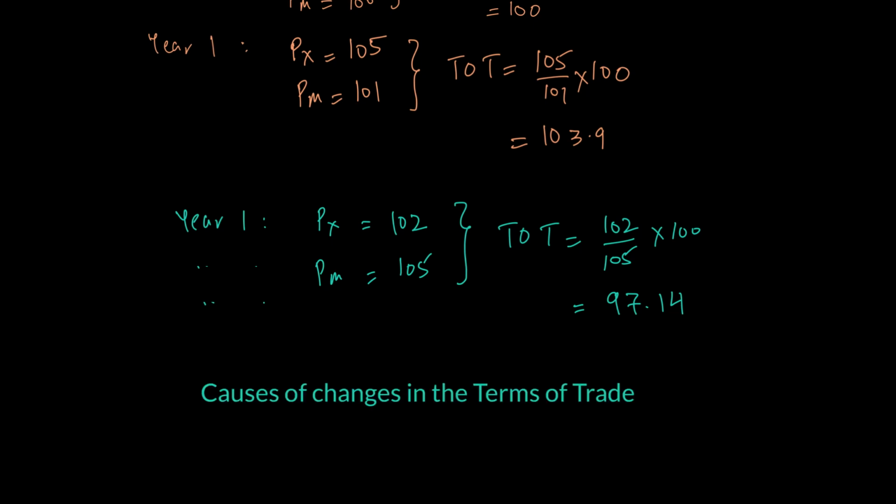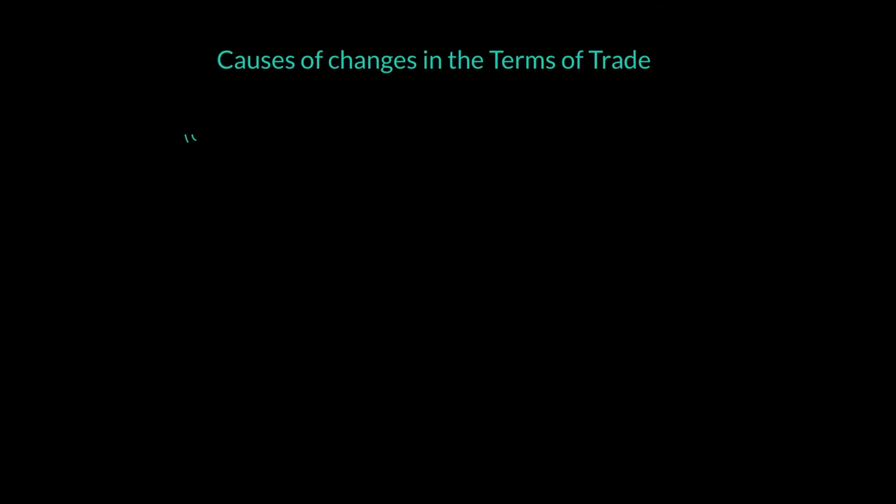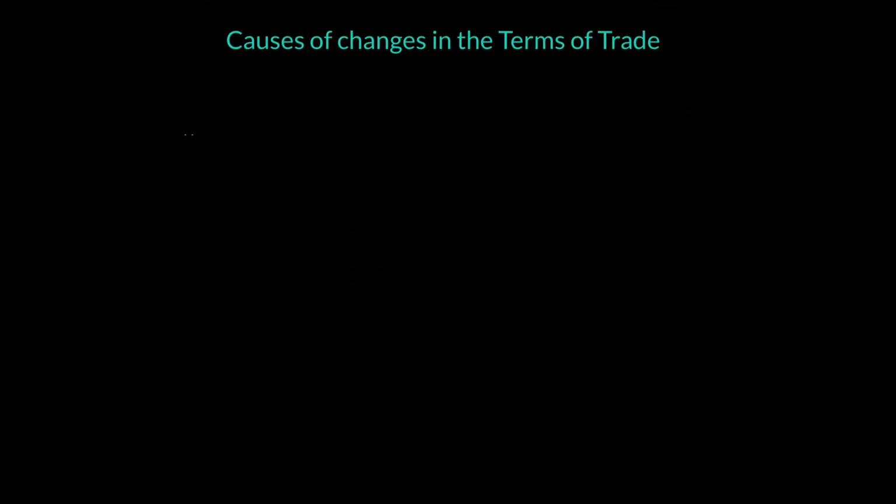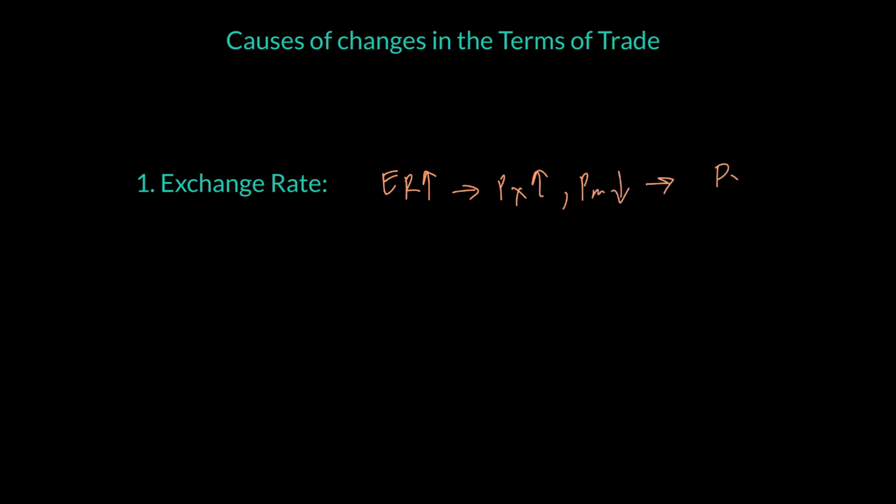Now, there are many factors that can affect our terms of trade, because terms of trade is basically export prices over import prices. So anything that can affect our export prices or import prices can affect our terms of trade. The first thing we look at is simply the exchange rate. We know that if the exchange rate of a country goes up, then exports will become expensive and imports will become cheaper. That can cause PX over PM, which is your formula for terms of trade, to go up: PX goes up, PM goes down, so the terms of trade goes up.